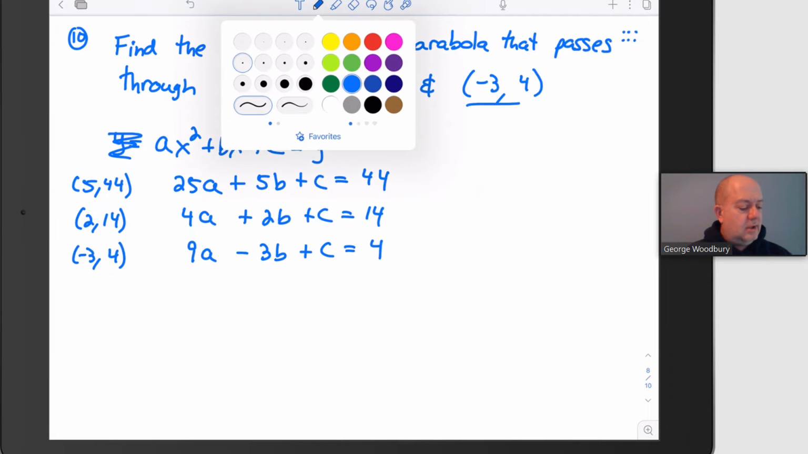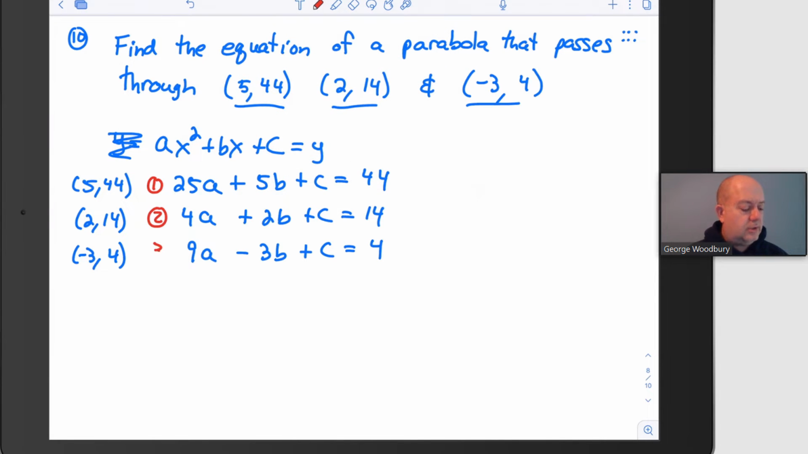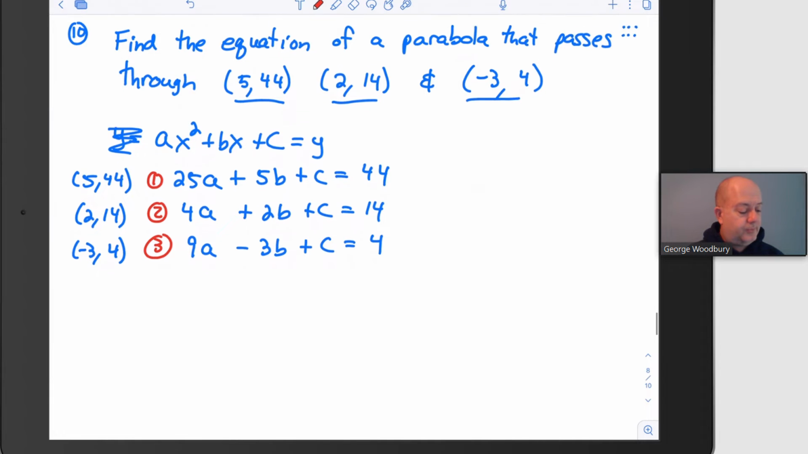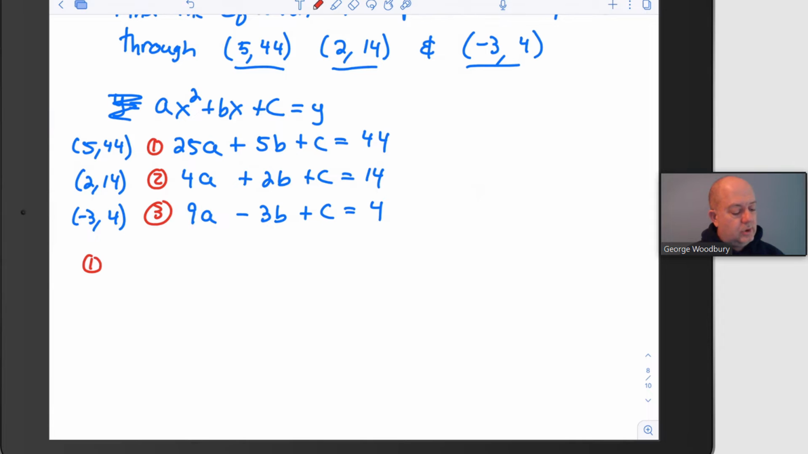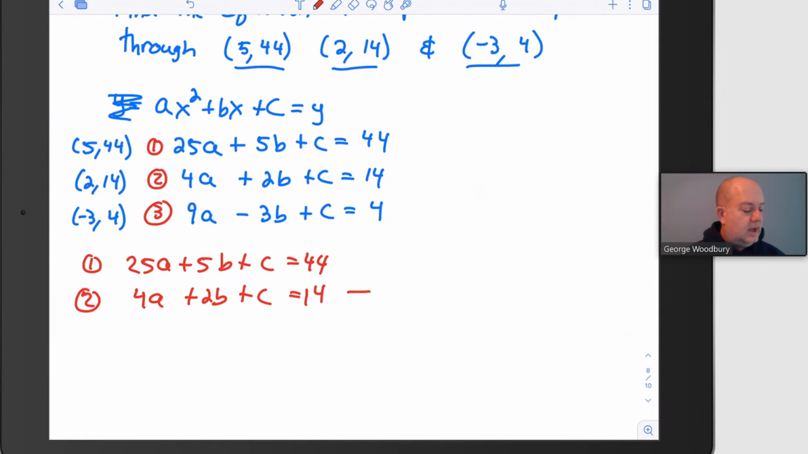Let's label these as equations 1, 2, and 3. And I'm going to combine equations 1 and 2 to get rid of the variable c. So equation 1 was 25a plus 5b plus c equals 44. Equation 2 was 4a plus 2b plus c equals 14. And if I multiply the second equation by -1, really you could do either one, but by multiplying by -1, I'm going to end up with some positive coefficients, which I prefer.